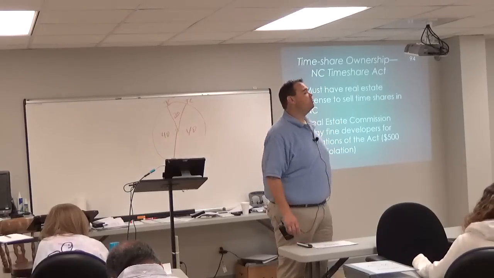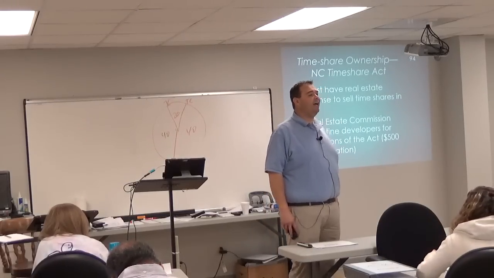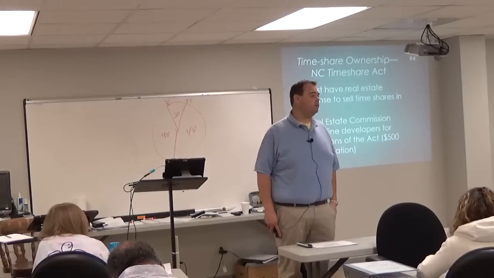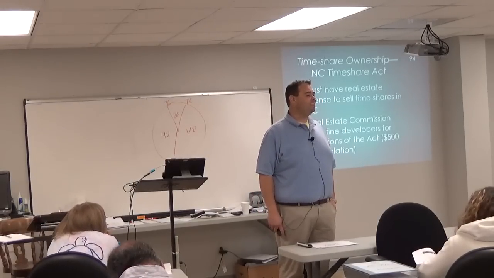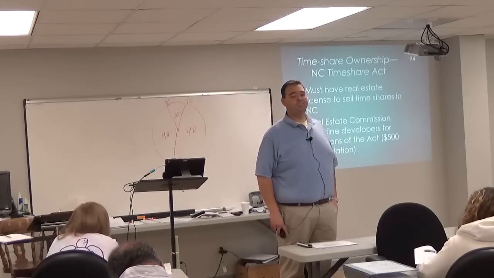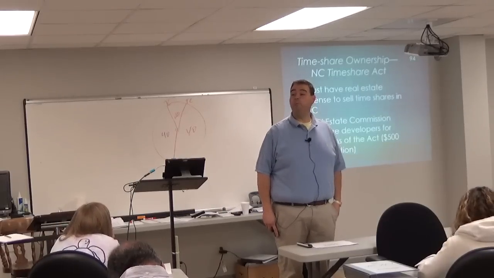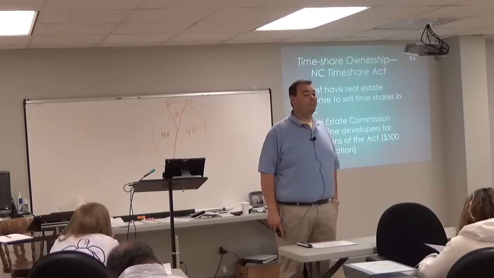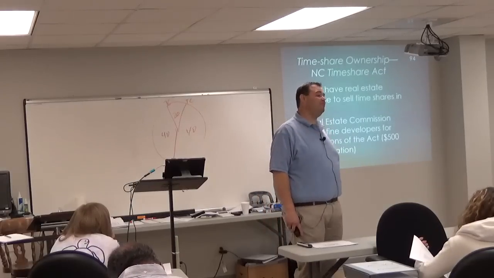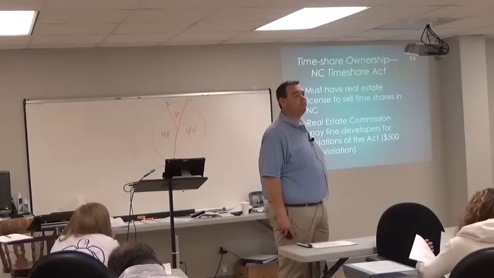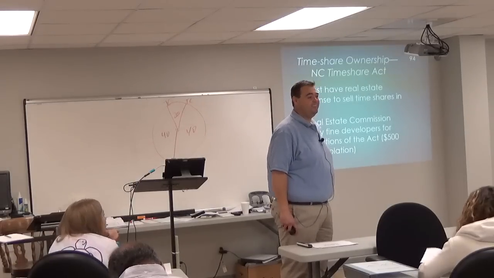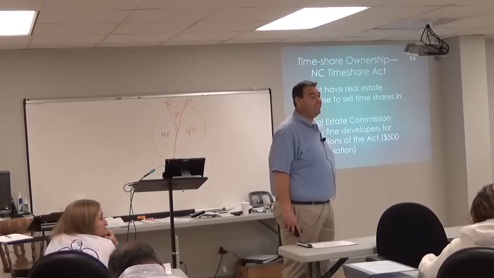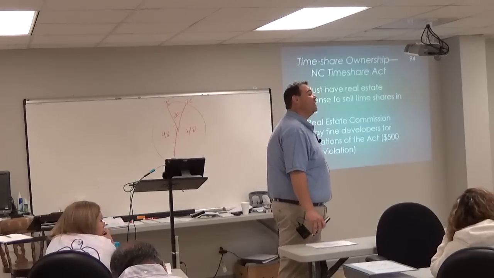Bo talks to 165 different potential buyers over the course of that weekend. How many violations is that? 165. And how much is the fine per violation? $500. So multiply 165 times 500, and that's how much that developer could be fined for that one weekend. Not nearly that, I can tell you that much.